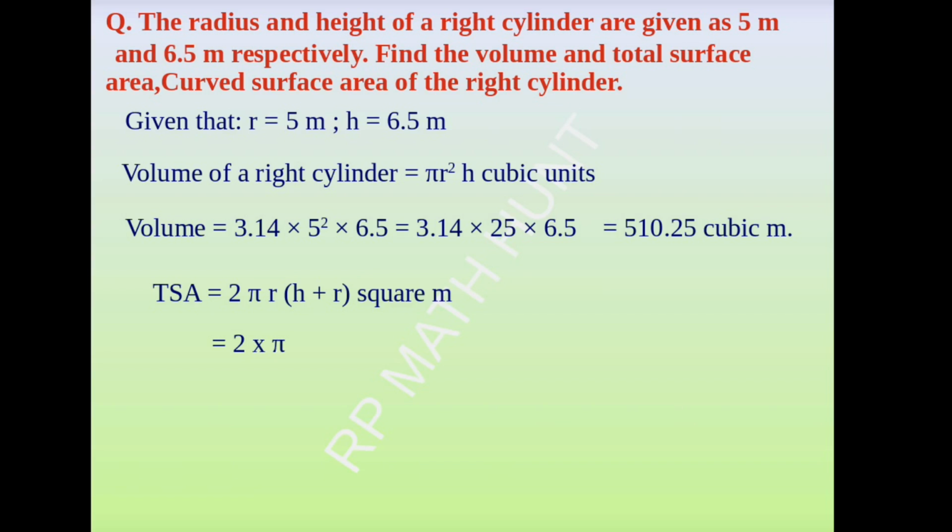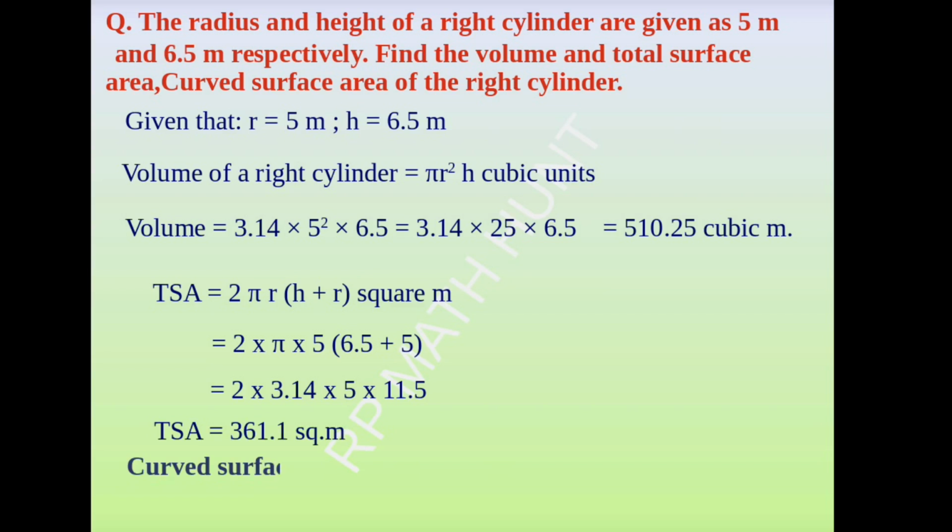That is equal to 2 into 22 by 7 into 5 into 6.5 plus 5, and 2 into 3.14 into 5 into 11.5. TSA is equal to 361.1 square meters.